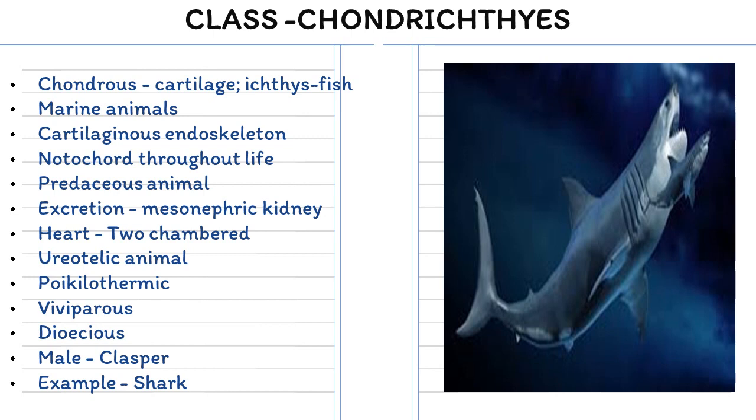And it is one of the predaceous animals. Even in this picture also we can watch. Predaceous means it used to capture the prey, kill it and eat it. That is called a predaceous animal, right? And the next one, excretion is with the help of the mesonephric kidney. So our excretory organ, we used to say it's a kidney, right? But here they added another word, mesonephric kidney. So what do you mean by mesonephric kidney? Listen.